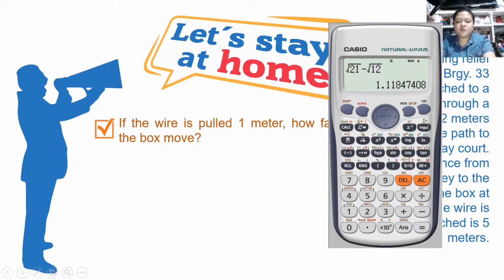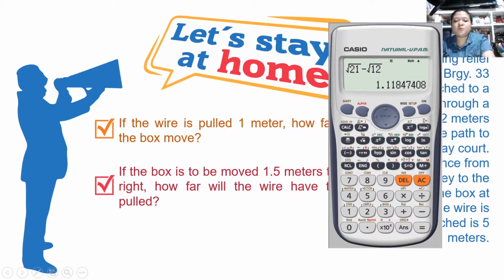Okay, ngayon, tignan natin yung susunod na tanong. If the box is to be moved 1.5 meters to the right, how far will the wire have to be pulled? Sa tanong na ito, kailangan natin siyang i-drawing ulit. So, originally, nandito yung cargo box natin. Masukat niya mula sa end ng pulley ay square root of 21. Kung gagalawin daw siya papunta sa kanan, so ibig sabihin mababawasan ang layo niya. So, mababawasan ng layo niya ng 1.5.